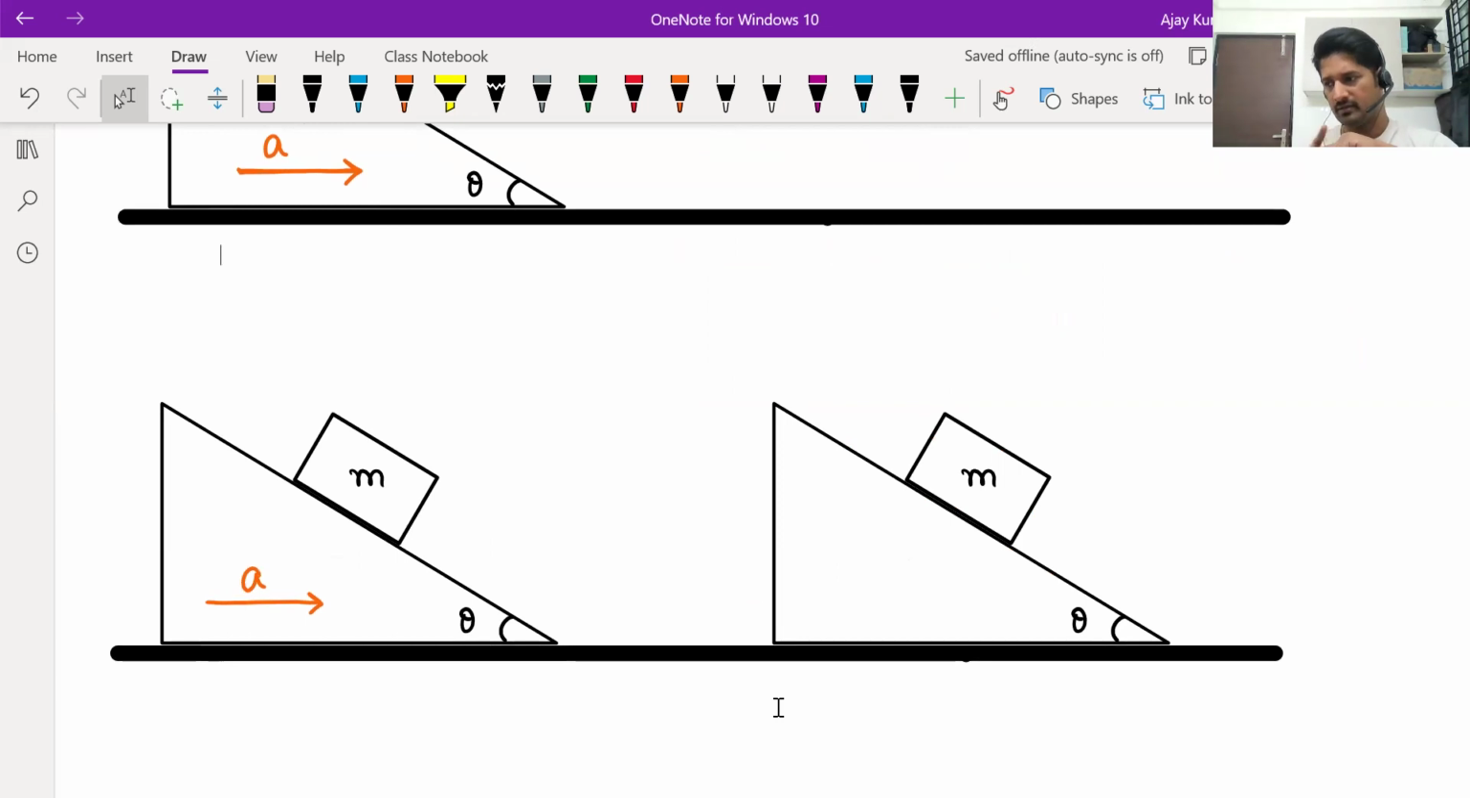So whatever displacement the wedge undergoes, the same displacement the block will also have to undergo. It means with whatever acceleration the wedge moves, the block also has to move at the same acceleration. So imagine the block also to be moving with the same acceleration A. This is all with respect to ground.